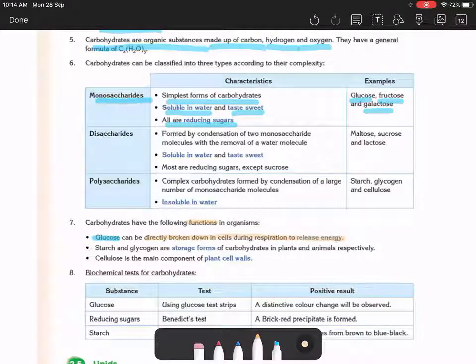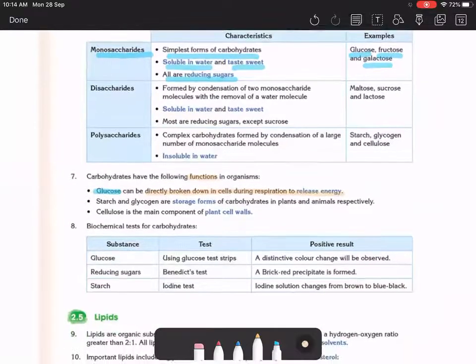Release energy. And then we just did 2 tests. Test number 1, test for glucose only. We use glucose test strip, and then there is a color change, right? I want you to write the color change here. It is pink to purple.